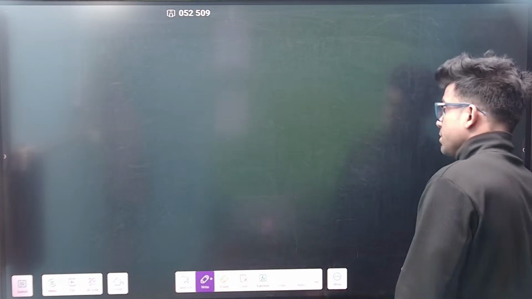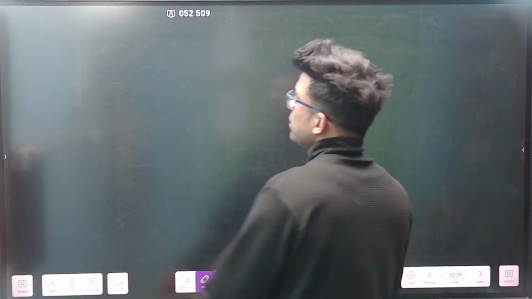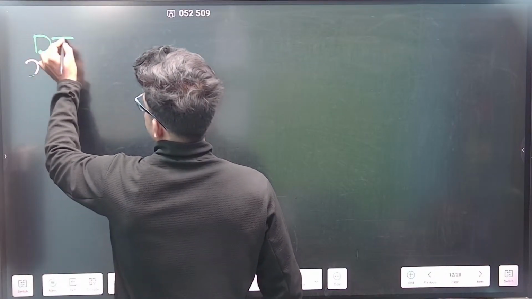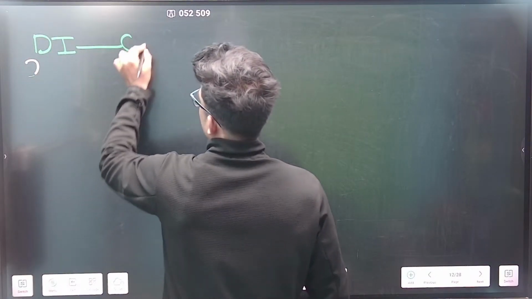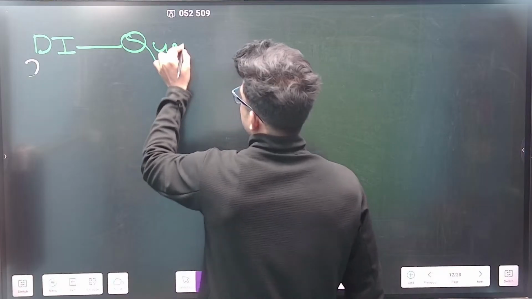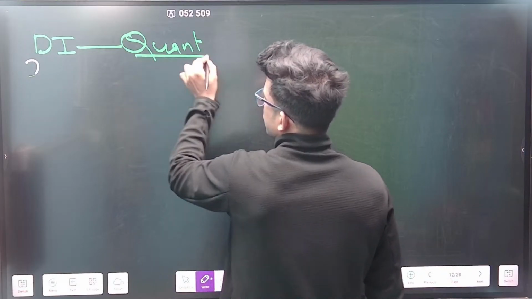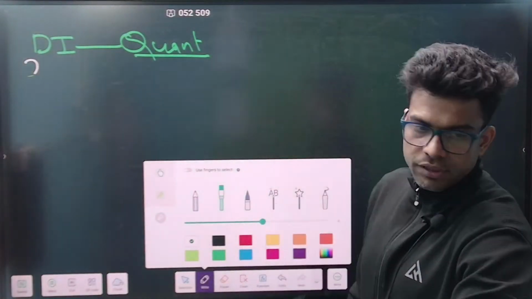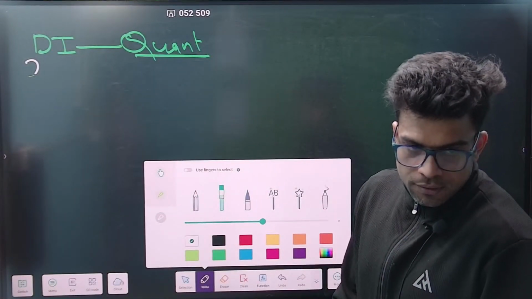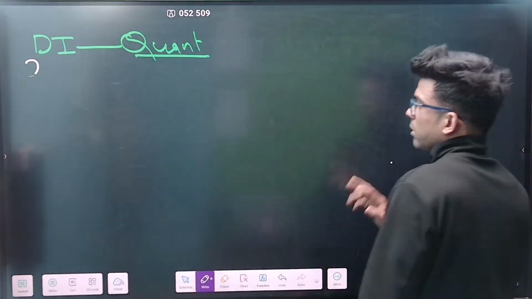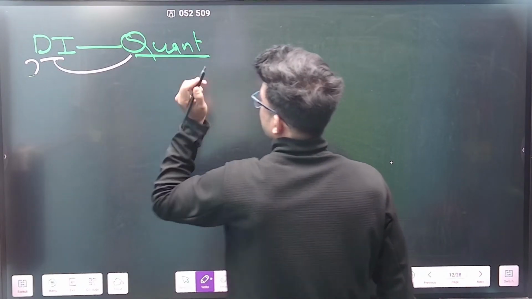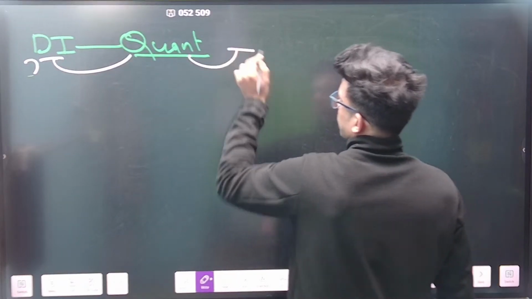Now the second question comes: sir, you say that DI is basically a kind of quant, correct? This is a kind of quant. And which are the important chapters for data interpretation? Data interpretation is nothing but a quant. And what are the important chapters needed for the quant?